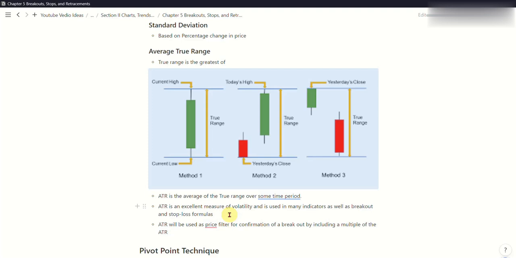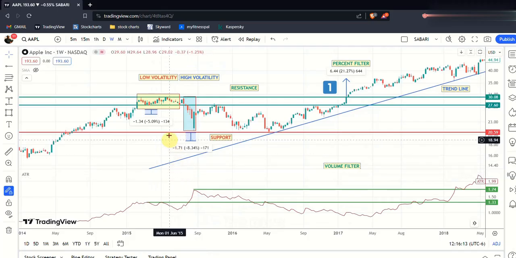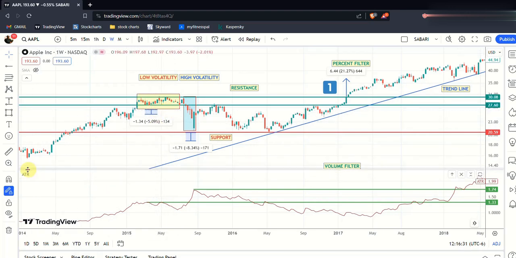ATR will be used as a price filter for confirmation of a breakout by including a multiple of ATR. Here we already observed for Apple stock, we have the low volatility period and we have high volatility period. For example, if we want to consider a breakout of this box, in this period, what is ATR? I included an indicator named ATR, which will automatically compute the ATR for us.